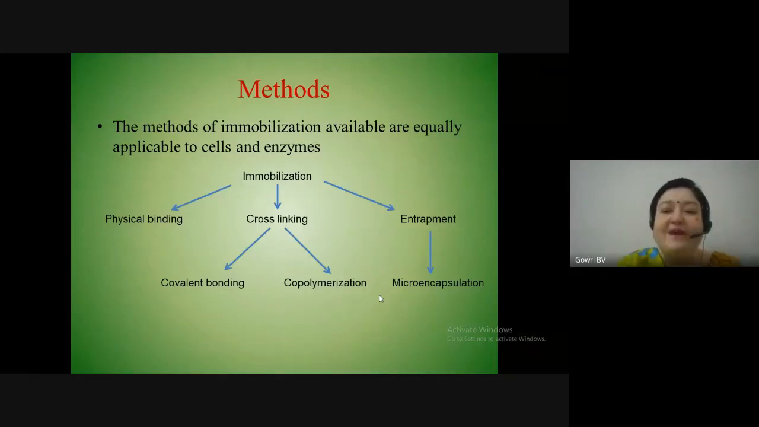So all methods will not be used for immobilizing all enzymes or cells. Based on its function, and based on what you're going to use the cell and enzyme for, and whether the cell and enzyme may remain stable by this method, you will choose one among these different methods, which are equally applicable to both cells and enzymes. Shall we pass? Yes, ma'am.